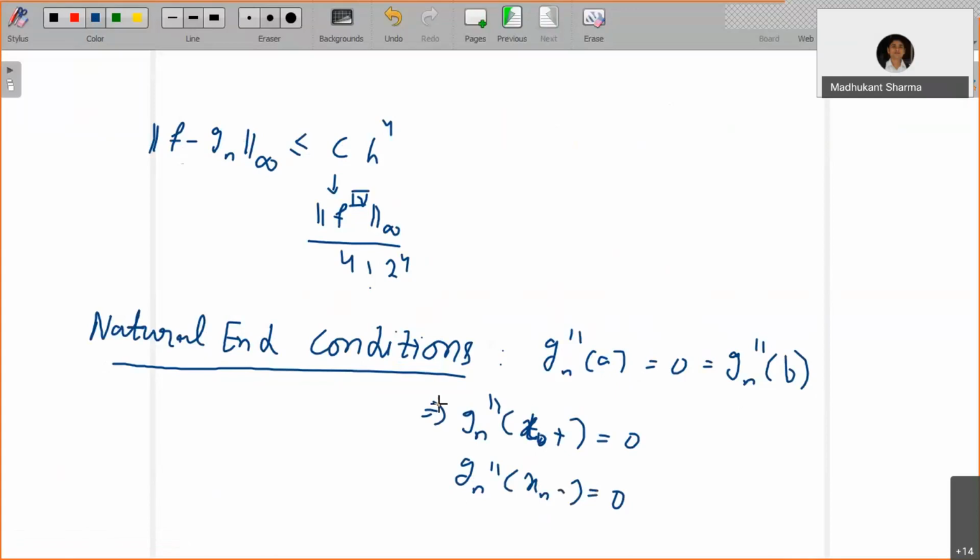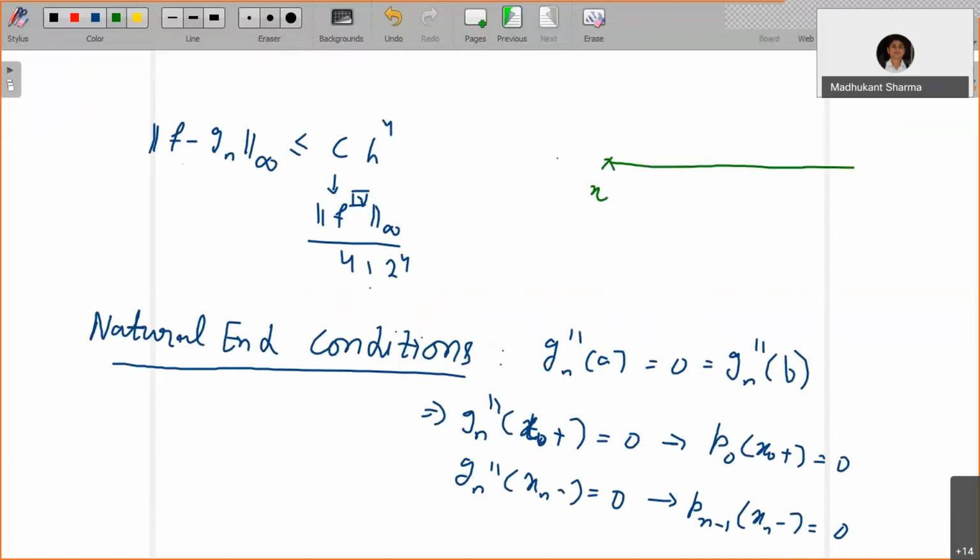So this will lead to p naught double dash of x naught plus equals zero, and p_{n-1} double dash at x_n minus equals zero. See why it is x naught plus and x_n minus: because you start with x naught and end with x_n, so you don't bother what happens after x_n and before x naught. This is why you only talk about x naught plus and x_n minus for that derivative. These also lead to two more equations, two more conditions, and that will give you the remaining unknowns.